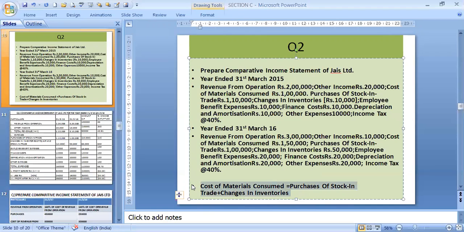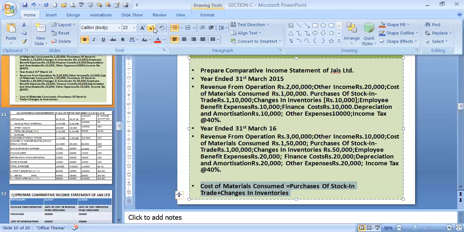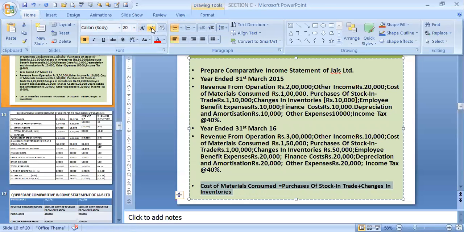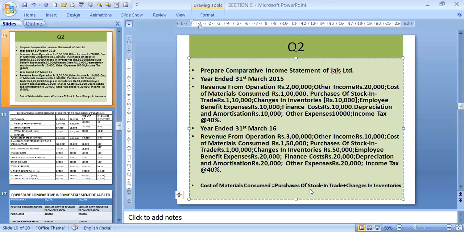If you take both, then we will get a double figure. We cannot write cost of material consumed and again take purchase of stock and changes in inventory. We have to take either one. In this sum, I have not taken cost of material consumed, but I have taken purchase of stock and changes in inventory. Both I have taken, the right hand side of this equation. Cost of material consumed I have ignored.